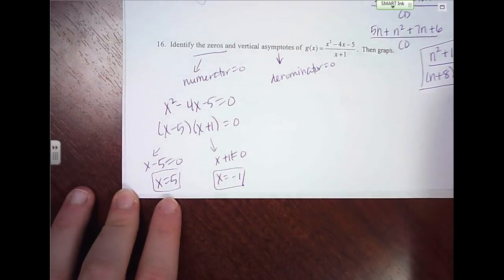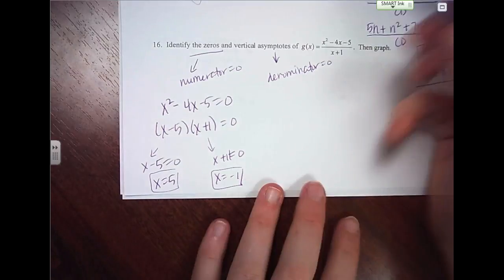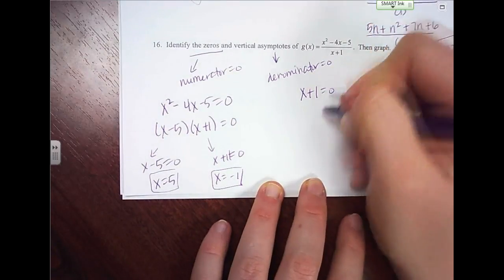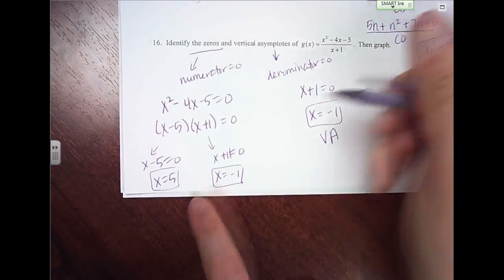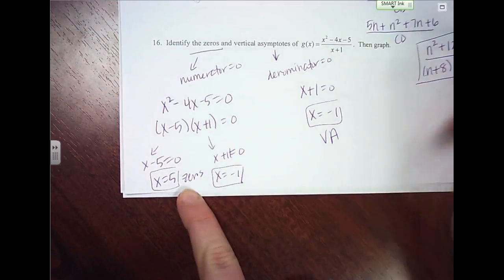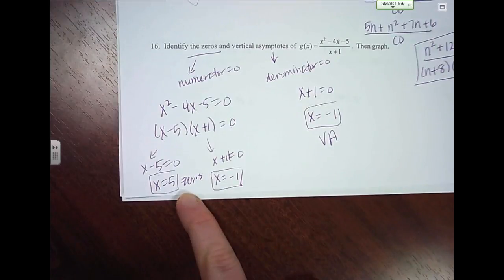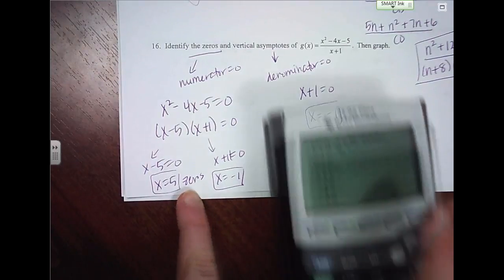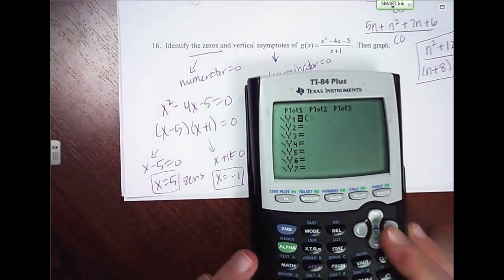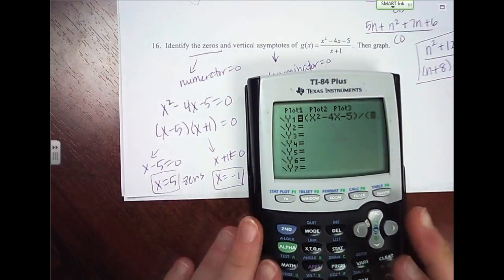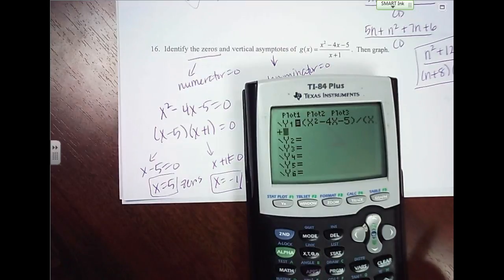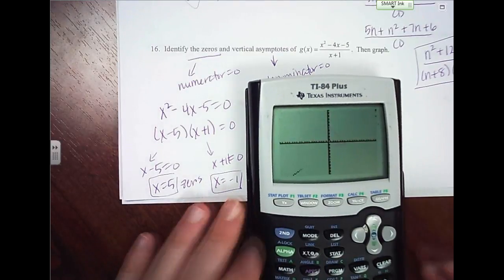The denominator is just x plus 1, so x equals negative 1. So this is your vertical asymptote. These are your zeros. Now the graphing, just do that in your calculator. So if you go to y equals, and I'm going to do the top, x squared minus 4x minus 5, and then divide by x plus 1, and then graph it.